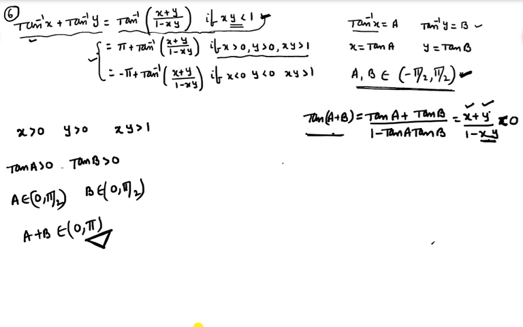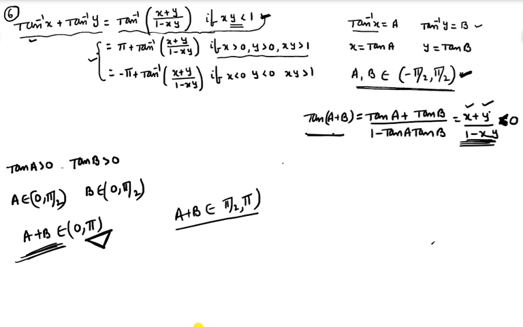But the information we have here is tan of (a plus b) is equal to (x plus y) by (1 minus xy), which is negative, less than 0. But tan is negative in the interval where a plus b belongs to (pi by 2, pi). Definitely a plus b is present in this interval. In this interval only you will get tan negative. So from this we can't write a plus b equals tan inverse.